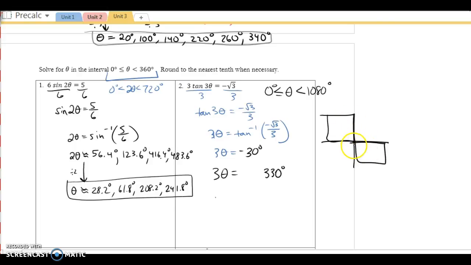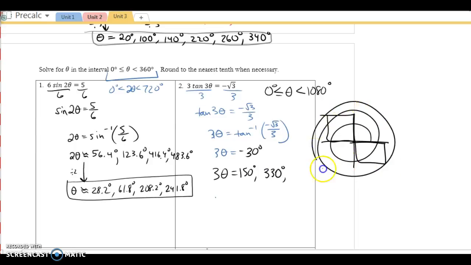The coterminal angle, the angle with the same reference angle in quadrant 2 is 150 degrees. And then we're going to go ahead and add 360 to find the coterminal angles for the first 3 rotations of x. There are all 6 answers that I get for the first 3 rotations of x. Each are in the 2nd and 4th quadrants for the first 3 rotations. They're all less than 1080, and they're all positive.